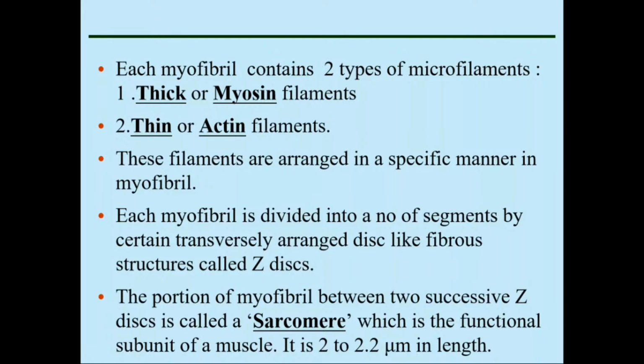I'll repeat, the portion of the myofibril between two successive Z lines or Z discs is called a sarcomere, which is the functional subunit of a muscle, and in the resting state the sarcomere has a length of 2 to 2.2 micrometers.